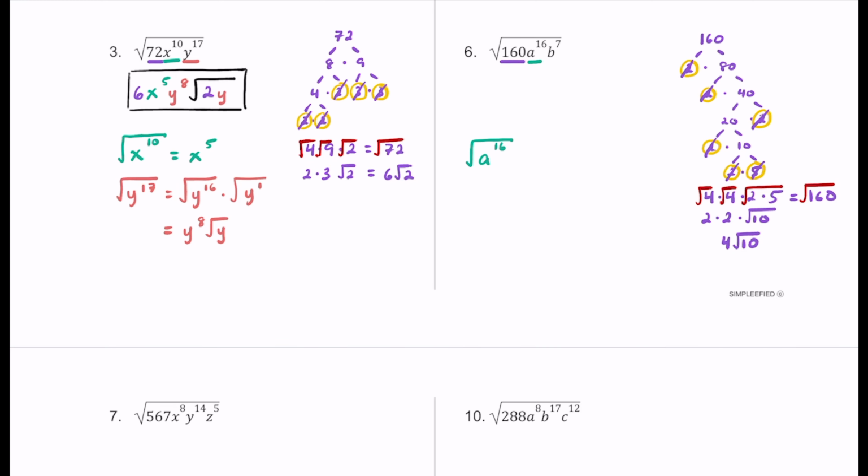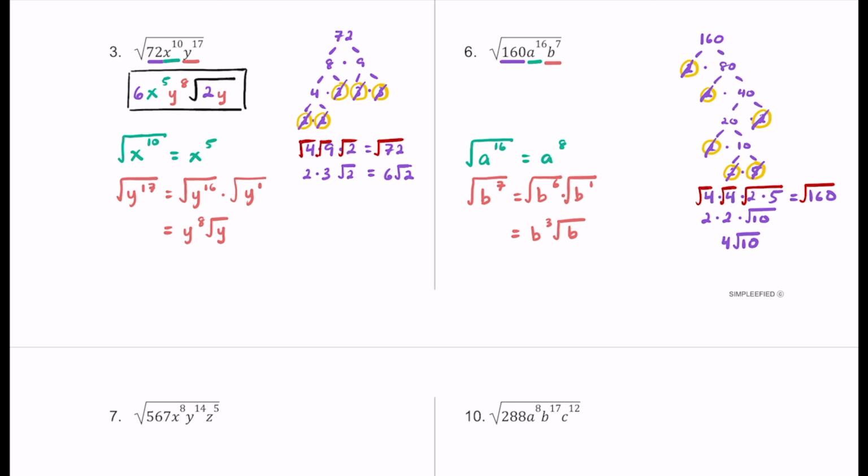For a to the 16th power, this one's kind of nice because it is an even exponent. So the square root of this is just going to be a to the 8th power because it's just half. Remember, a to the 8th times a to the 8th is a to the 16th. Now this b to the 7th power, let's break that up into b to the 6th times b to the 1. If you take the square root of b to the 7th, that should be the same as the square root of b to the 6th times the square root of b to the 1. The square root of b to the 6th is going to be b to the 3rd, and then we have the square root of b afterwards.